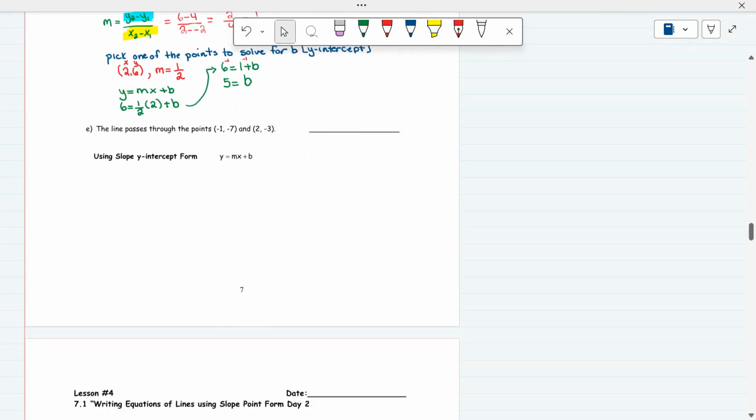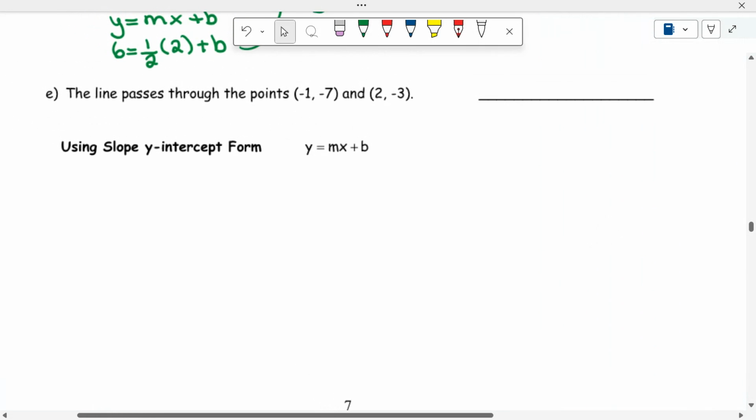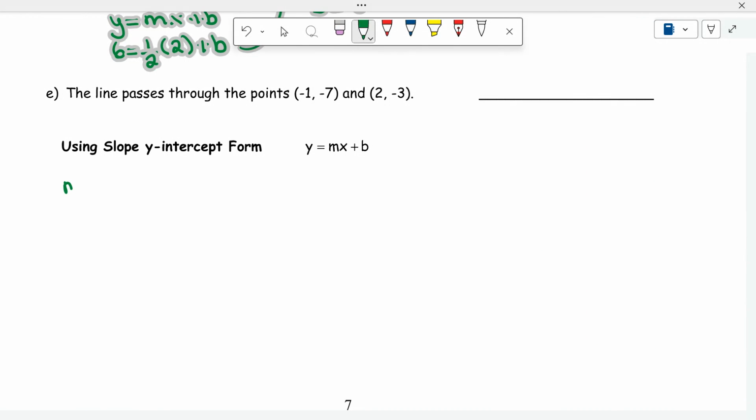So you guys do E. I'm going to quietly do it. Look up when you're done. And if you've already done it because you worked ahead, then you could be in your assignment booklet.